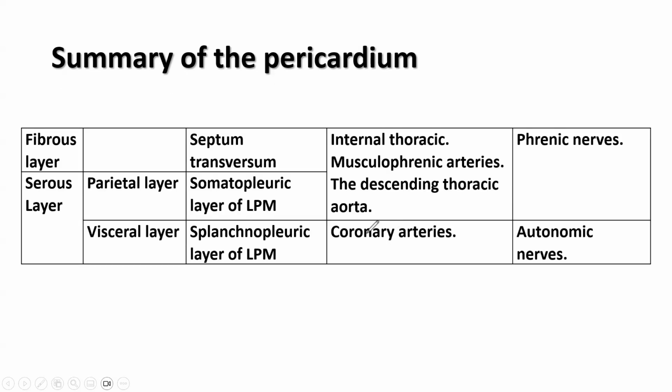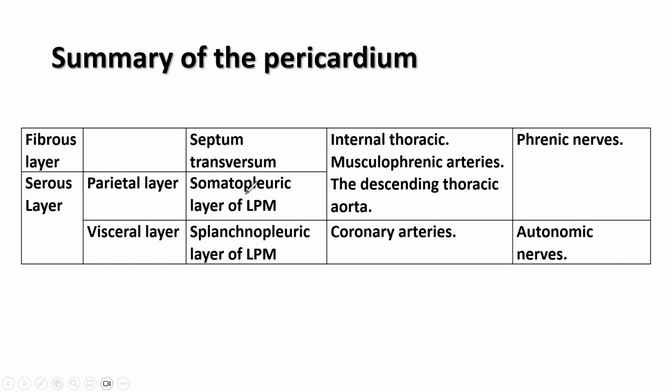Sometimes in the written exam a question comes: write down the layers, source of development, blood supply and nerve supply of the pericardium. So there are two layers, fibrous and serous. Fibrous pericardium develops from septum transversum. Serous pericardium has two layers, parietal and visceral.